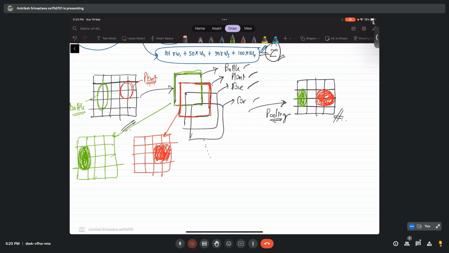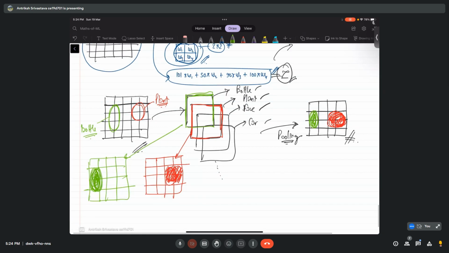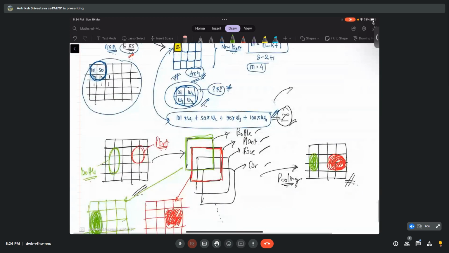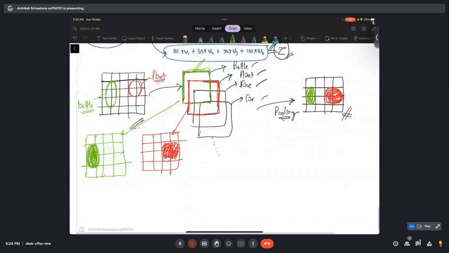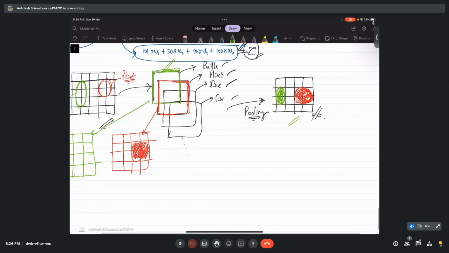See, because training your features to identify bottle or plant together is difficult. That's why we do them separately by creating different filters. Okay, but once you have trained them, then you combine them and tell this new array that here it is a bottle, here it is a plant.